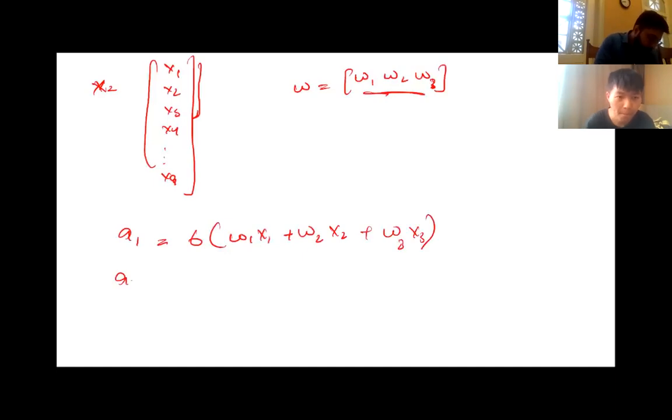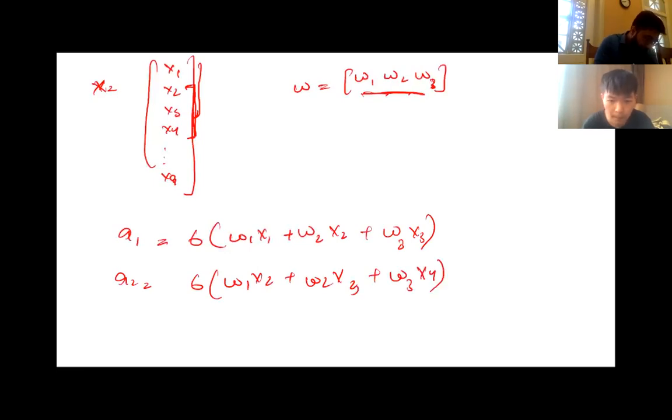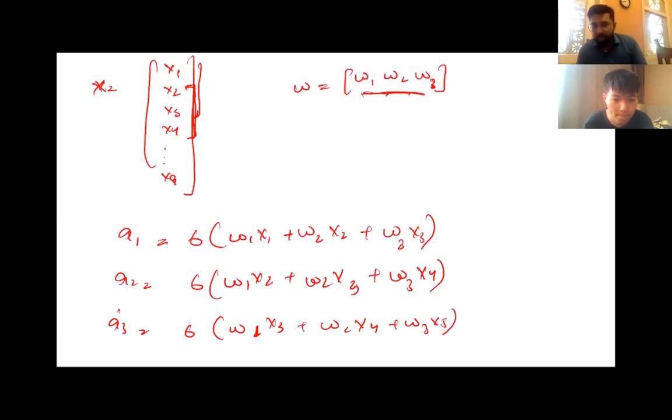My A2 would be the product of this with the next 3 values. So this would be sigmoid of W1x2 plus W2x3, sorry, plus W3x4. And similarly, my A3 would be sigmoid of W1x3 plus W2x4 plus W3x5 and so on. Does everyone understand what's happening here? I'm taking a smaller weight vector and I'm multiplying it with each segment of my input.